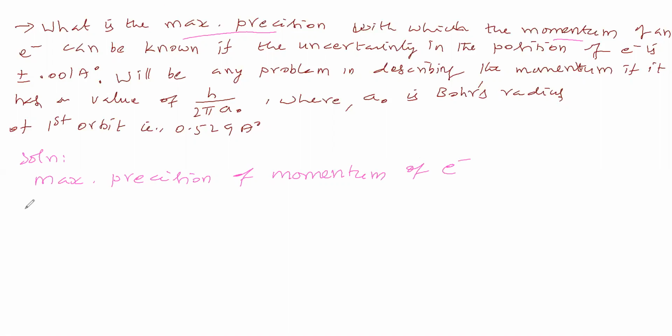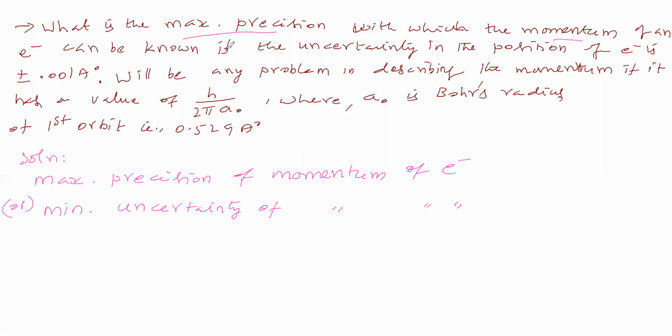What is the meaning of this? Minimum uncertainty of momentum of electron. That is the meaning. Maximum precision means maximum accuracy. Maximum accuracy means inaccuracy should be minimum. So maximum precision of momentum of electron means minimum uncertainty of momentum of electron.